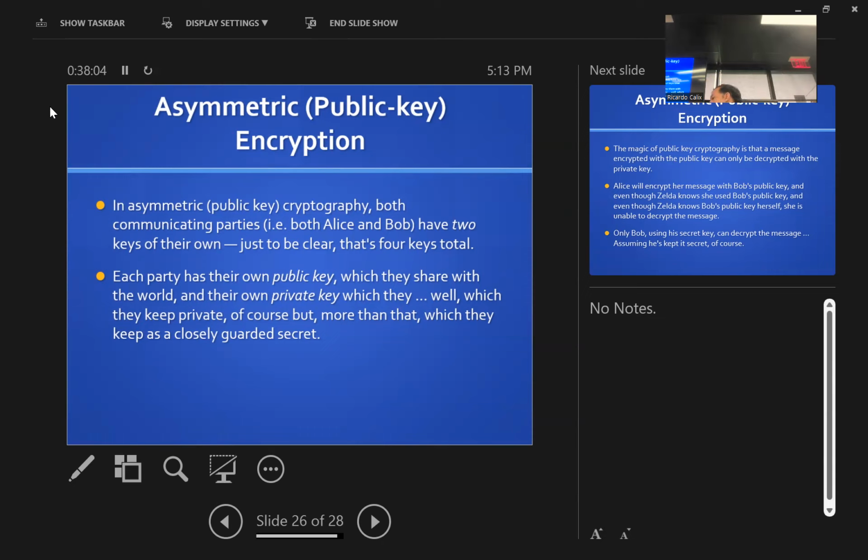This takes us now to the new topic for week 4 and next week, which is asymmetric encryption. In asymmetric encryption, also known as public key cryptography, both communicating parties, Alice and Bob, have now two keys of their own, which are called the public and private key. Another way of putting this is that the way you're doing symmetric encryption right now, all of you have one key for symmetric encryption. But now you will also need to do another type of encryption called asymmetric encryption.